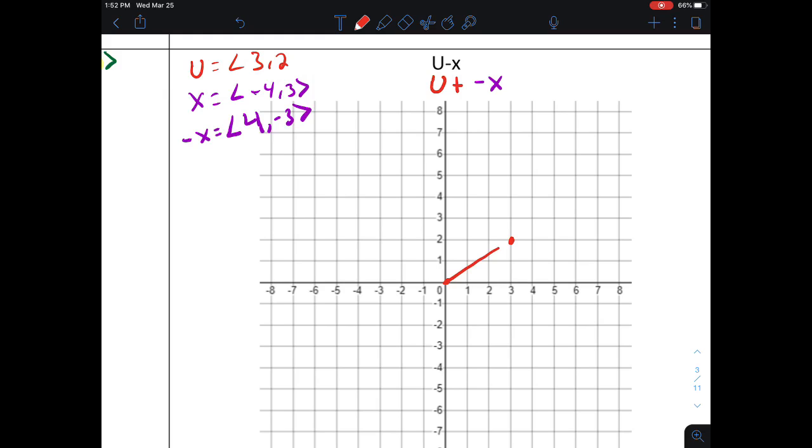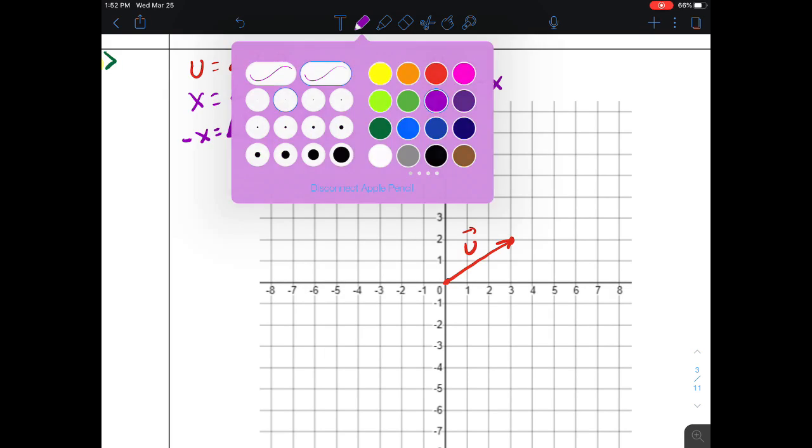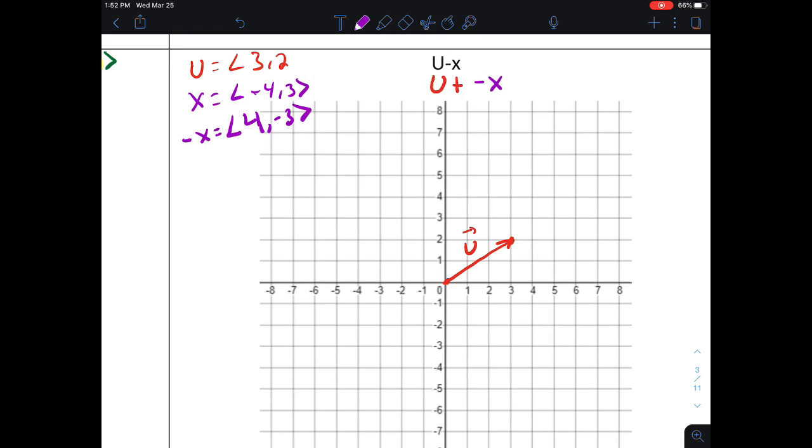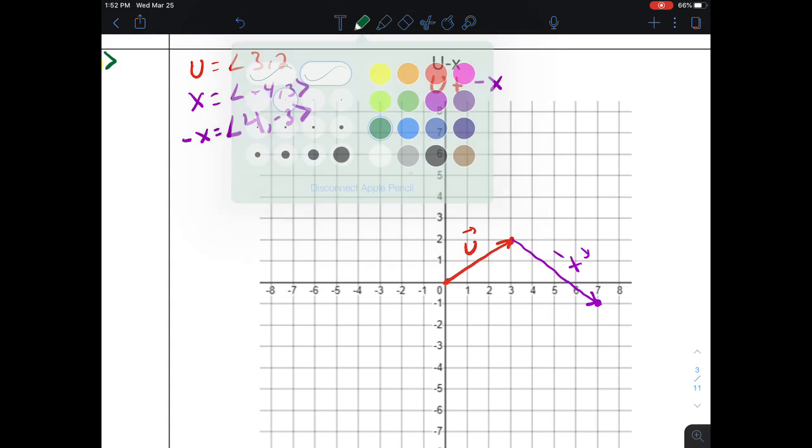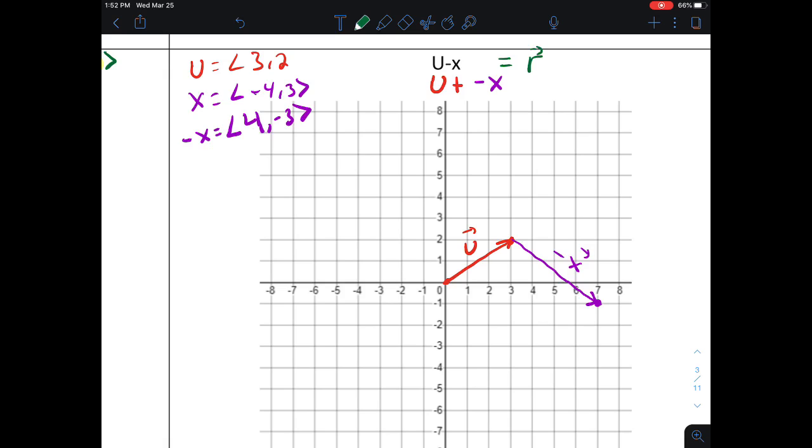So I start with vector u, which is right 3, up 2. All right, so I did u. And then add to it vector negative x, which says go right 4, down 3. And connect. So that's vector negative x. And my resultant vector here would go from start to finish, from the origin to where I ended up. That's my result. So that's how we do vector subtraction.